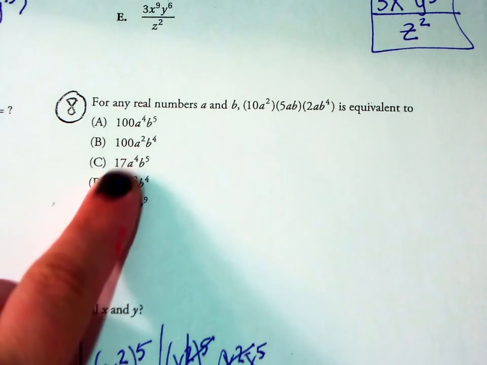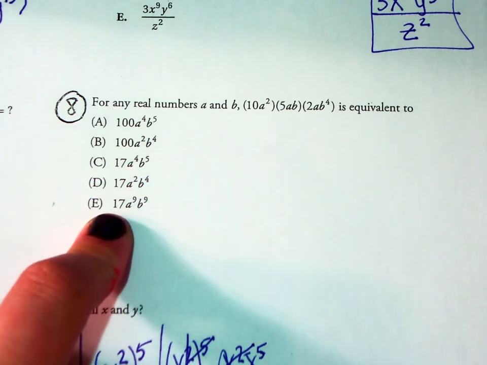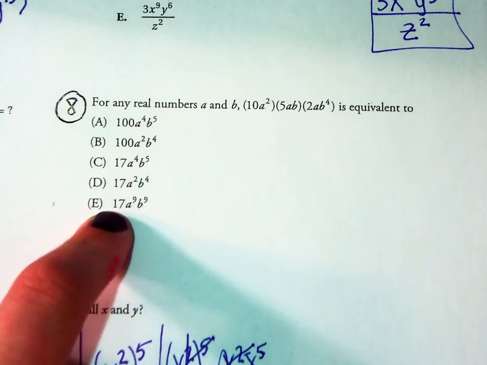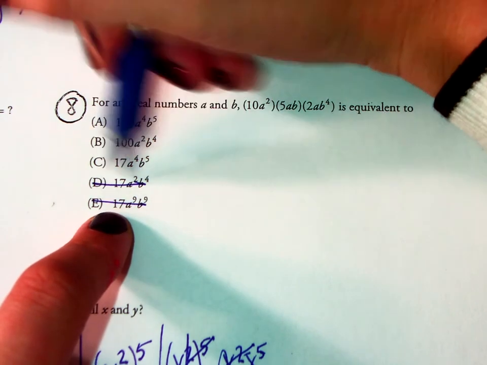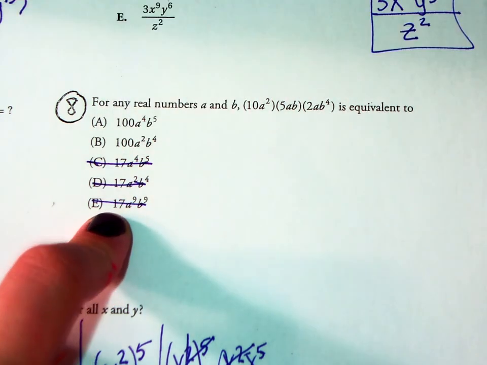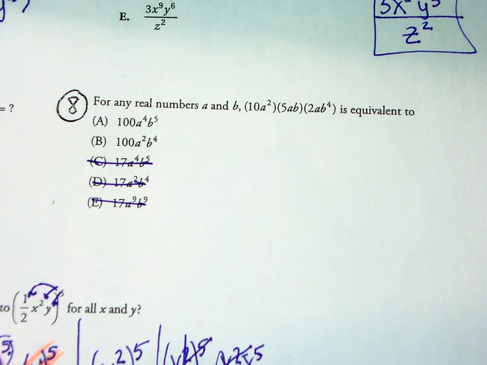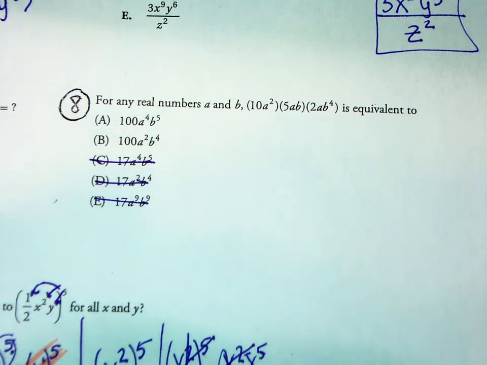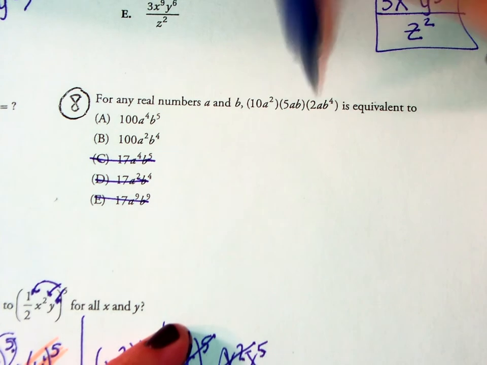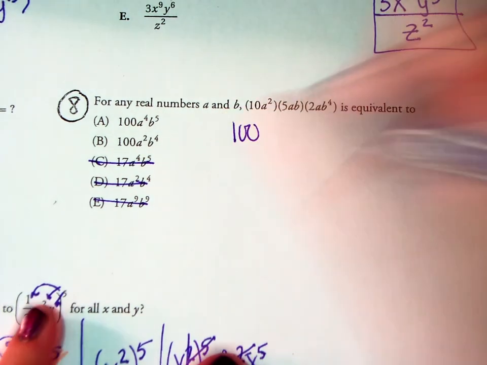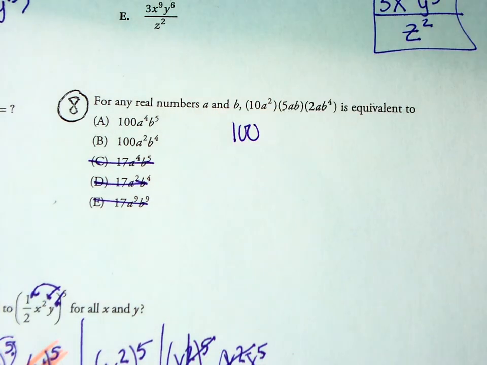Notice how C, D, and E have you adding them. 10 plus 5 plus 2 is 17. We should know immediately that those are wrong. Take the time to mark them wrong. Get them out of your way so now you have that clear 50-50 shot of doing it right. So 10 times 5 is 50 times 2 is 100. So I've already narrowed it down 50-50 just by knowing how to multiply a number.